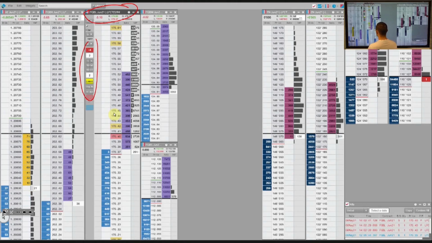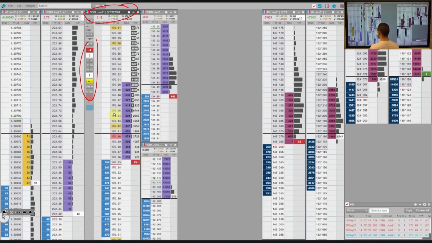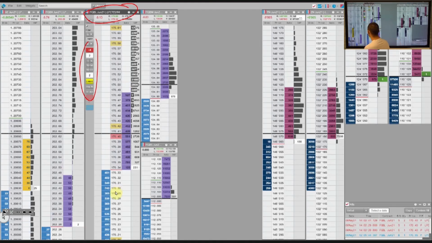You can see now that the market's continued to offer. It's selling 700 lots into the low, which is again a really good sign. Now offering down into 36, 35. Now 35 is taken offered, 34 is taken offered. So we've got this really aggressive selling coming in.